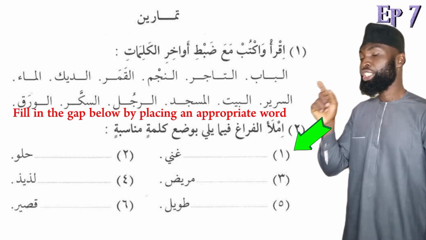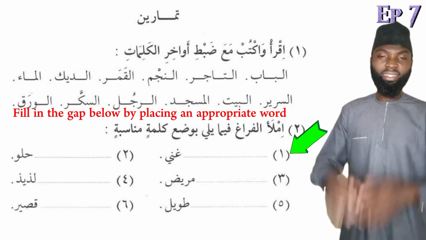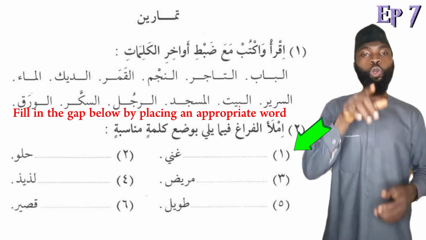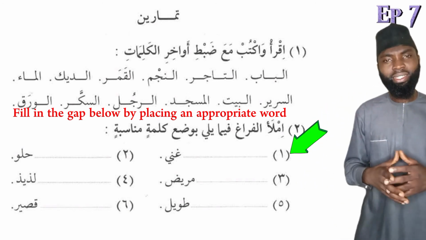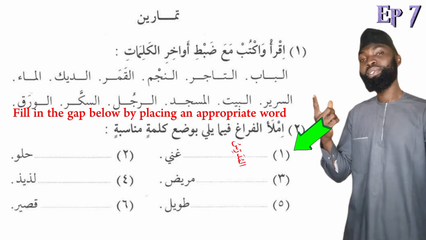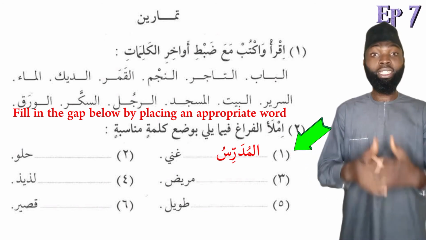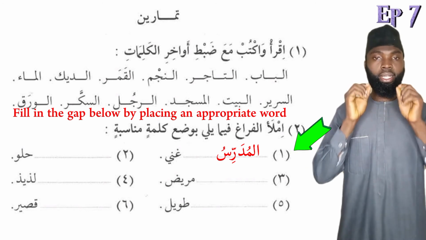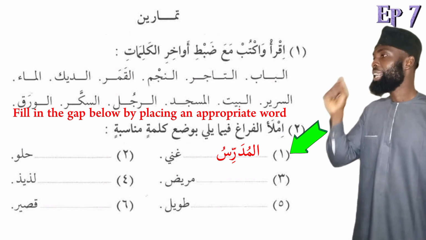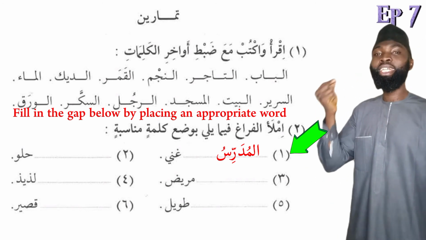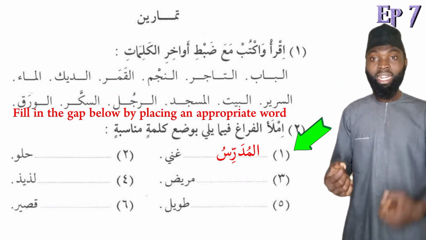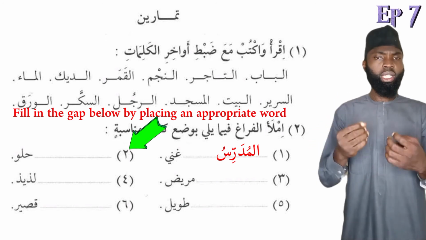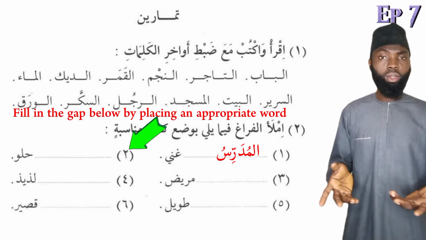Number 1, we have ganiyun. Ganiyun simply means rich, and the word rich is an adjective describing a noun. So who is rich? Let's say al-mudarrisu ganiyun, the teacher is rich, because teachers should be rich. May Allah grant our teachers and our students his wealth. Amen. So we have al-mudarrisu ganiyun, the teacher is rich. Number 2, we have hulun. Hulun simply means sweet. What is sweet? Let's use the word sugar.